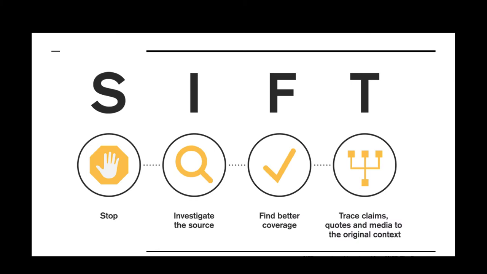One recently developed method of evaluating online sources is called the SIFT method. And this can be really helpful in determining whether an online source is credible and trustworthy. SIFT stands for Stop, Investigate the Source, Find Better Coverage, and Trace Claims, Quotes, and Media to the Original Context. And I'm going to go over each one of these steps with you.